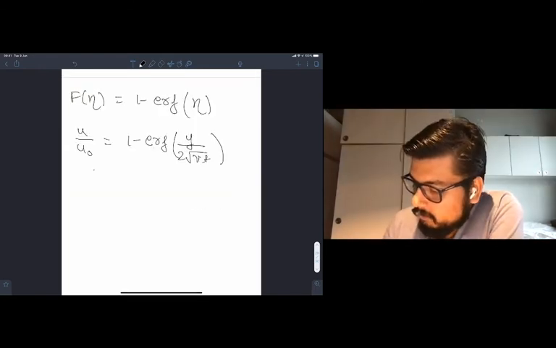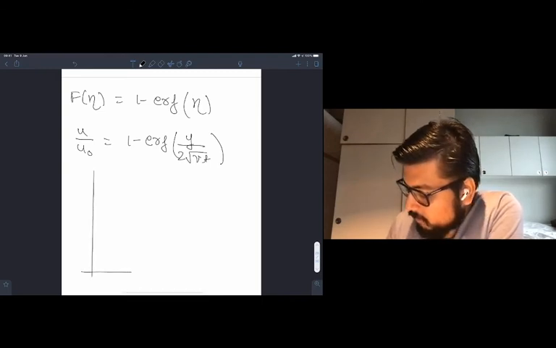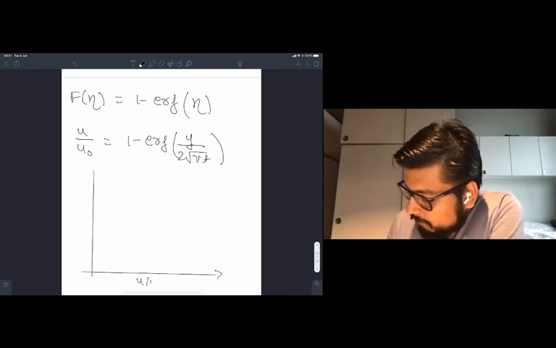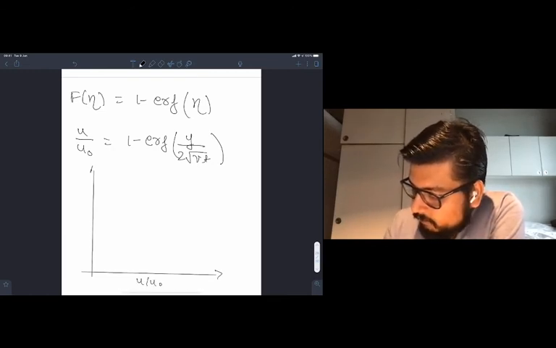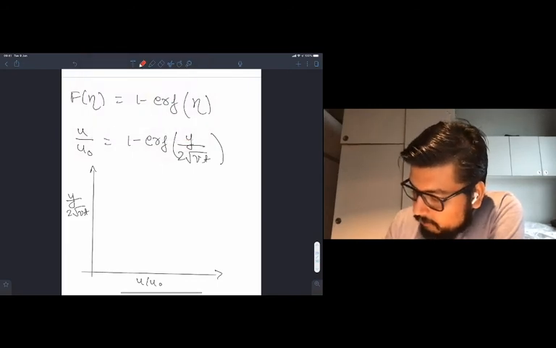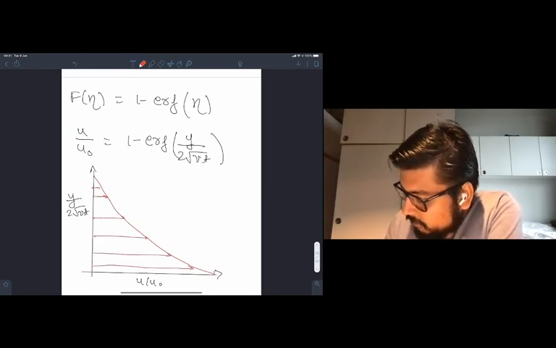So now let's go on and plot this equation. On the x-axis, I will plot u upon u naught, and on the y-axis, I will plot eta, which is y upon 2 square root mu t, and then I get a velocity profile which looks like that. At y equal to 0, this velocity will be 1.